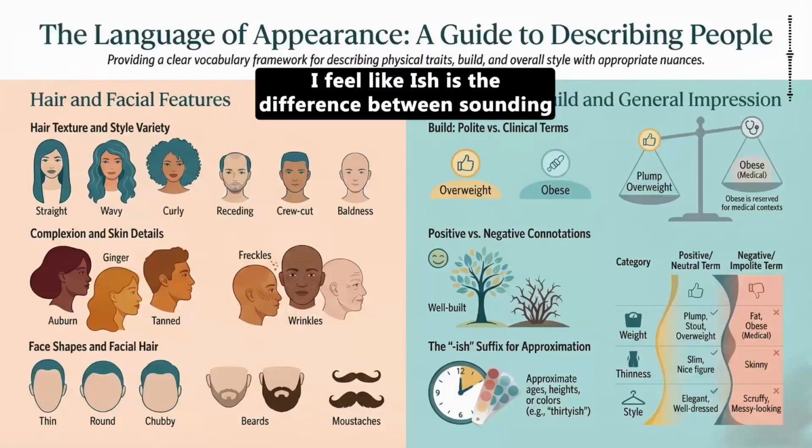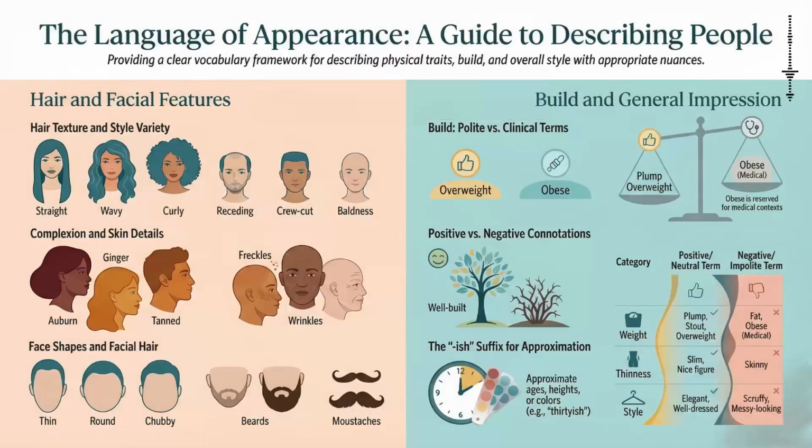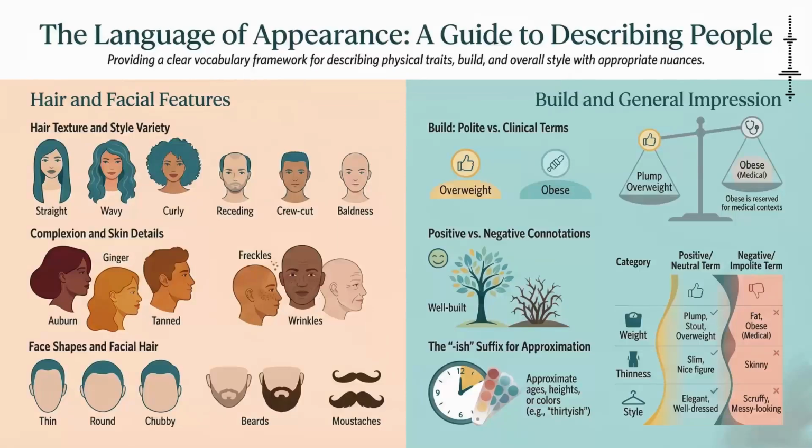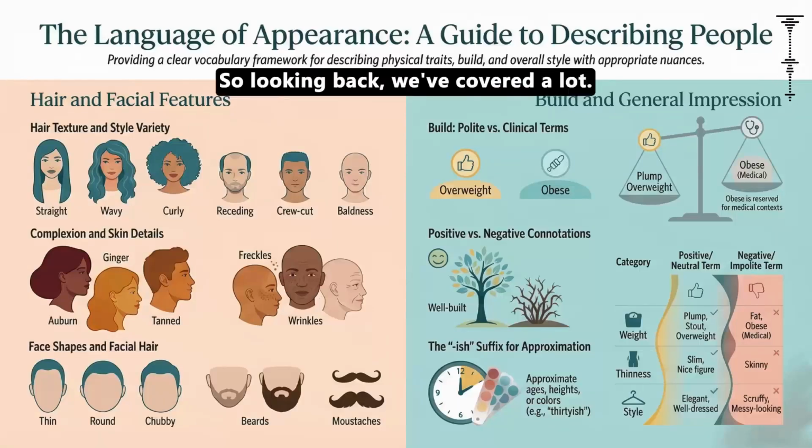I feel like ish is the difference between sounding like a textbook and sounding like a real person. I'll see you at 6-ish. It signals comfort with the language. You're bending it to fit reality. You sound relaxed. So looking back, we've covered a lot.